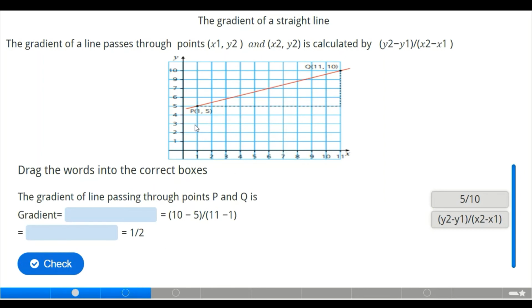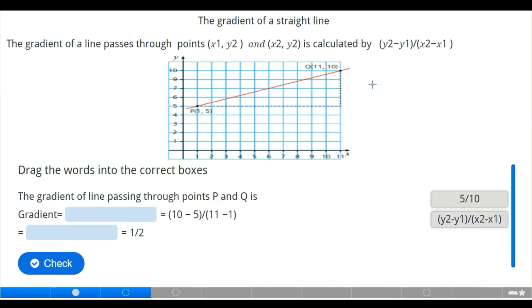Now we have a given graph here. Let's look at this graph. We have already drawn a gradient line here, so we have x1 and x2 and y1 and y2. For this one, Q is going to be taking the values of x2 and y2, which is bigger than this, and P is going to be taking the coordinates of x1 and y1. So from here, x1 is 1, y1 is 5, x2 is 11, and y2 is 10. Now let's bring in the formula for calculating the gradient of a line, and let's see how we can calculate that.